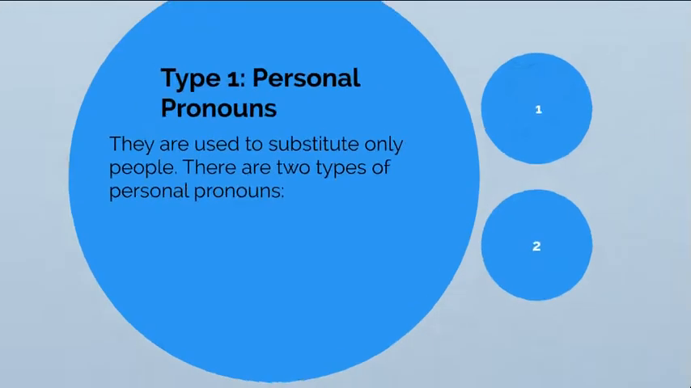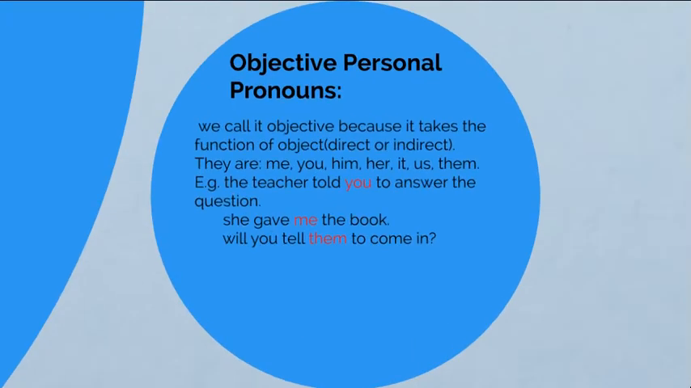The second type is objective personal pronouns. We call it objective because it takes the function of object, either the direct or the indirect object, and we are going to discuss the functions later on, inshallah. They are me, you, him, her, it, us, them.